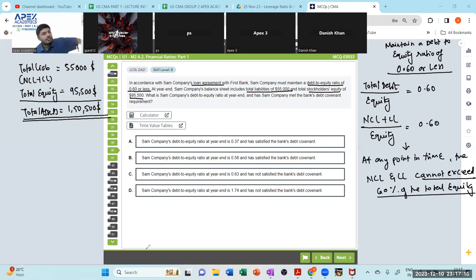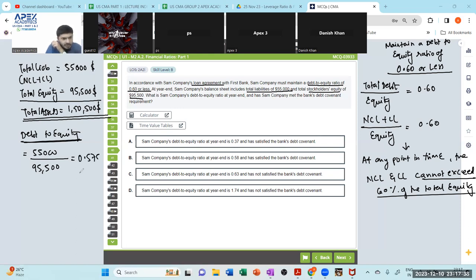Sir, can I say that debt to equity is equal to 55,000 upon 95,500, which is equal to 0.5759, means 0.58. So it is less than 0.60. Therefore, Sam has met first bank's condition.